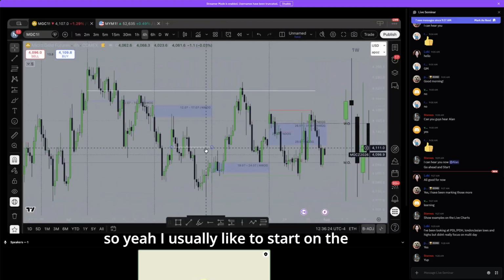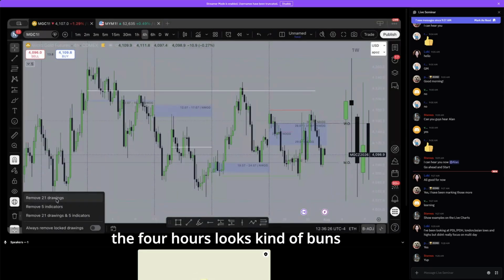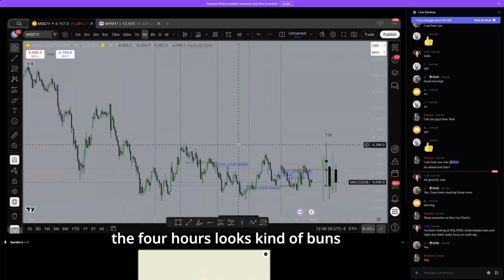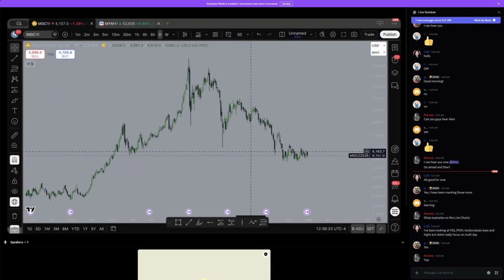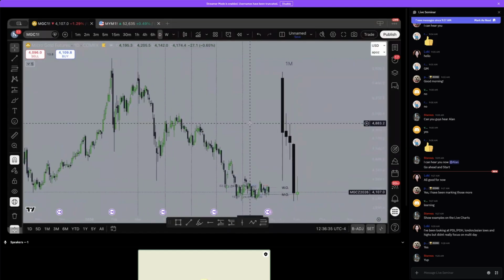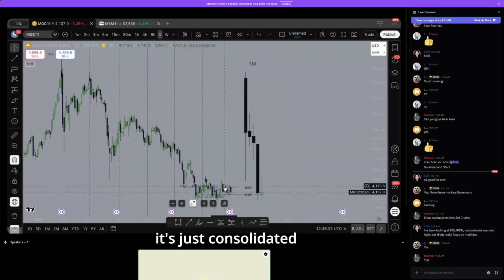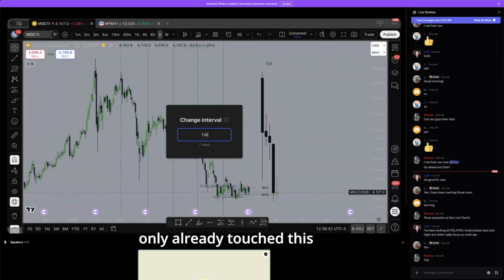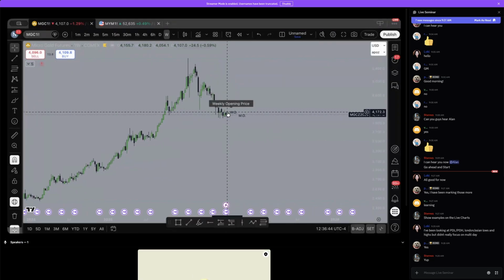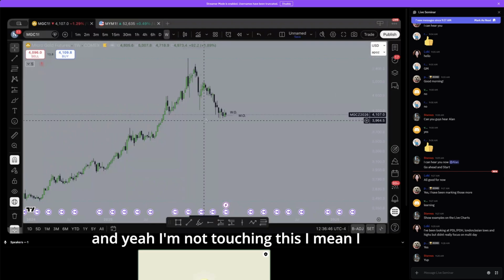So yeah, I usually like to start on the 4 hour. This thing looks kind of buns. Honestly, gold looks really bad right now. It's just consolidating. Yeah, I wouldn't even touch this. Yeah, I'm not touching this.